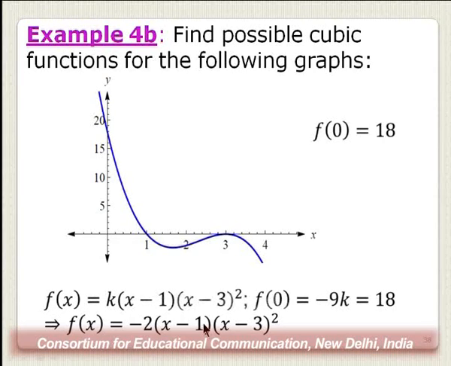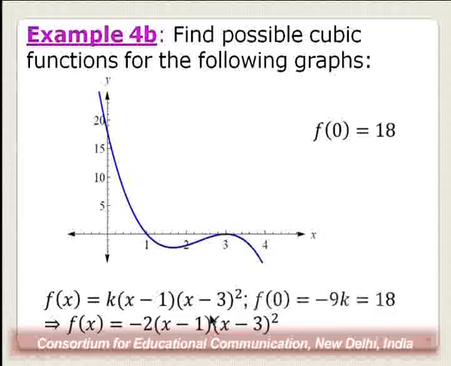So, if I want to make that 18, then I'll have to multiply this whole thing, x minus 1 times x minus 3 the whole squared, by minus 2. So, if I put k equal to minus 2, I'll have the graph satisfy this point also, which is 0 comma 18. And in that sense, this would then reflect my possible cubic function for this graph.